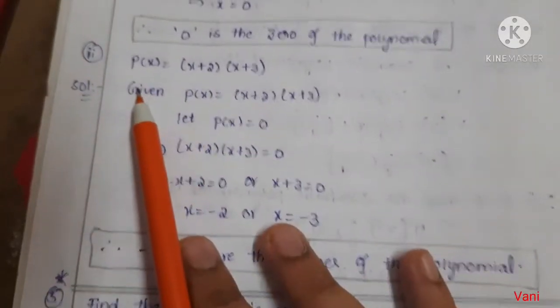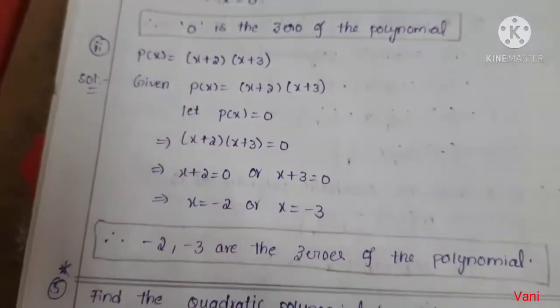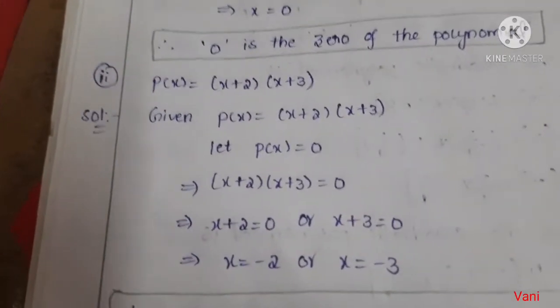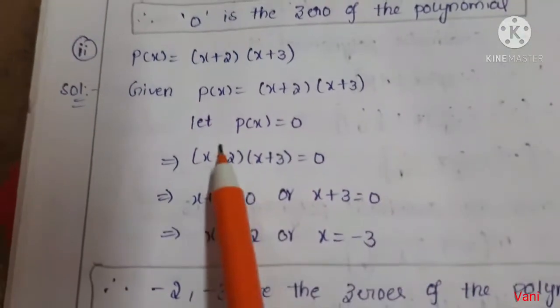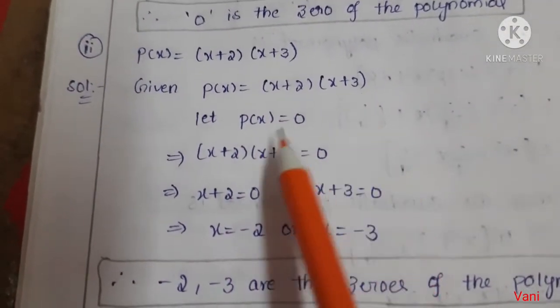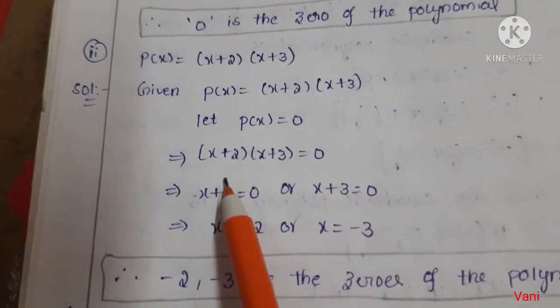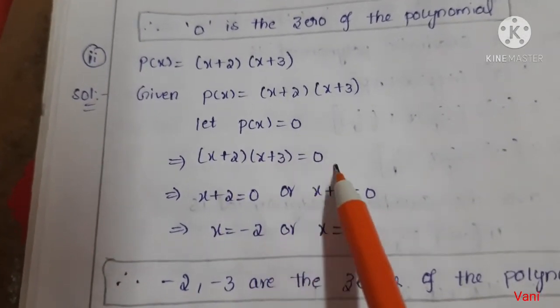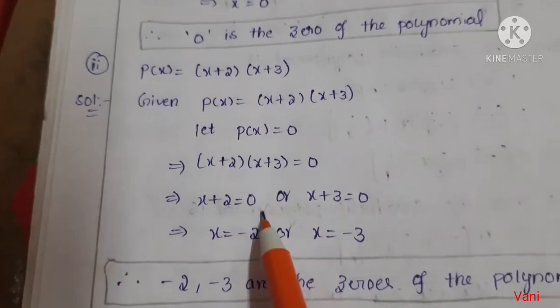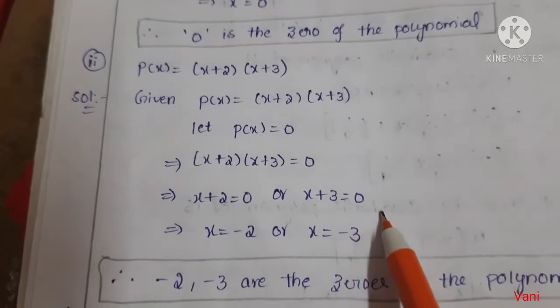In the same way, next problem. Now they given p of x is equal to x plus 2 into x plus 3. So now we equate this polynomial to 0. So p of x is equal to 0. So p of x is nothing but x plus 2 into x plus 3 is equal to 0. Product of two factors is equal to 0 means either one of the factors should equal 0. x plus 2 is equal to 0 or x plus 3 is equal to 0.